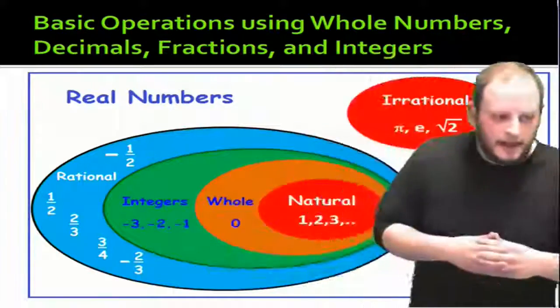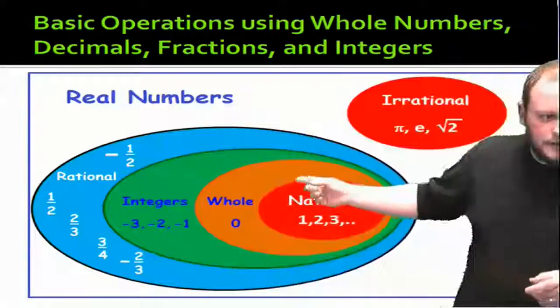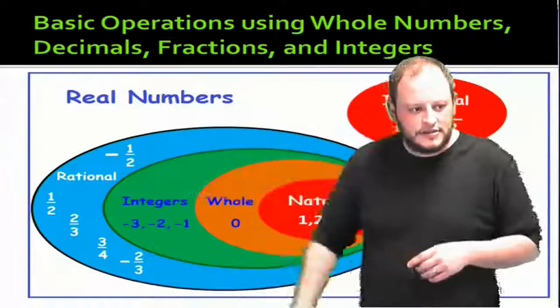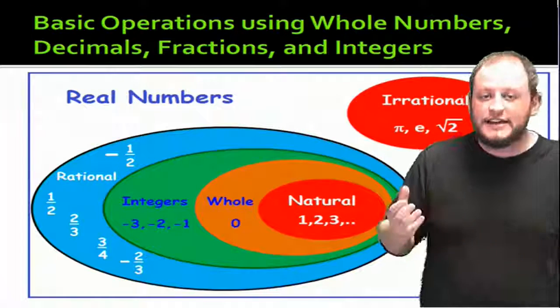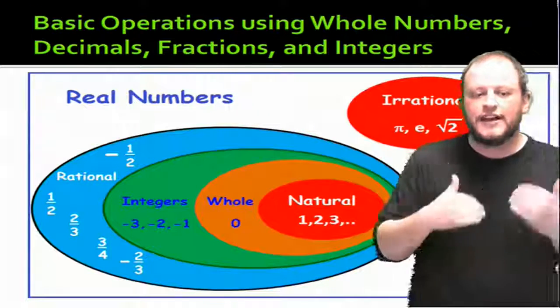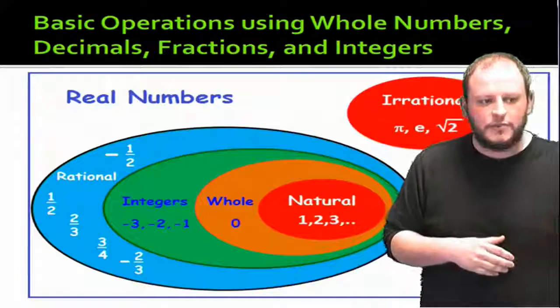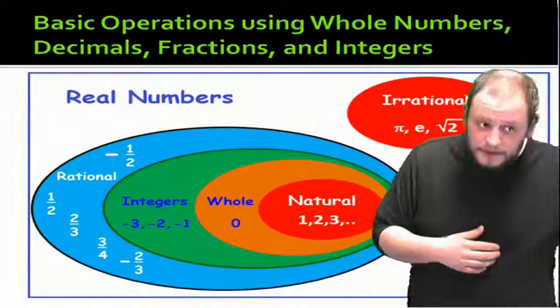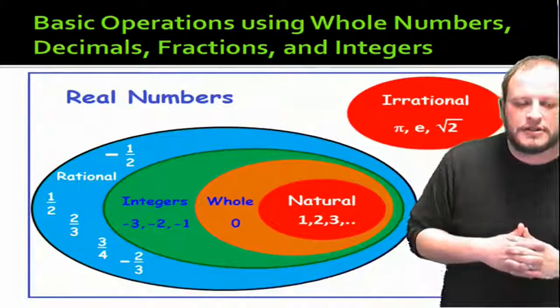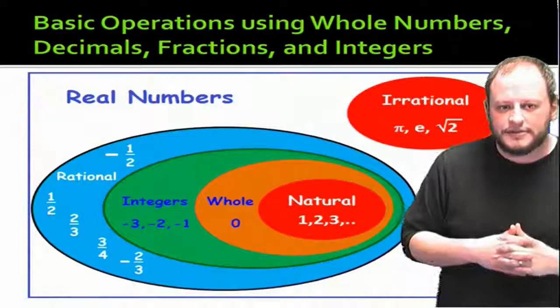And then we have our rational numbers. So our rational numbers are our fractions. Rational numbers are, by definition, considered an integer divided by another integer. So we have 1/2, 2/3, 3/4. Any number that can be represented as a fraction is considered a rational number.